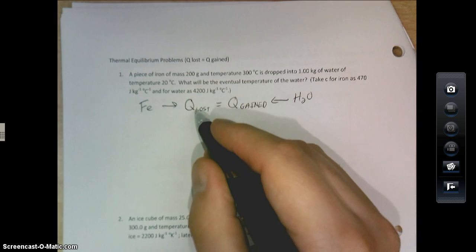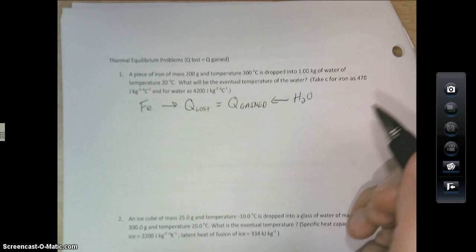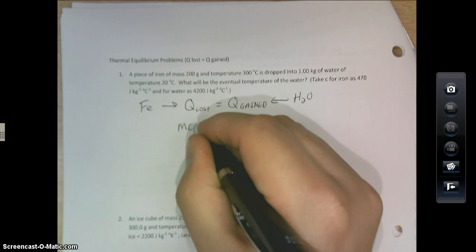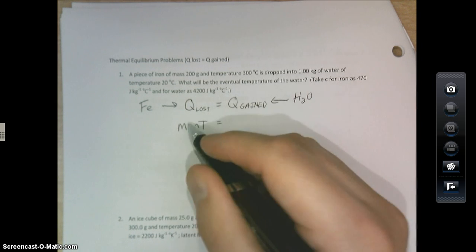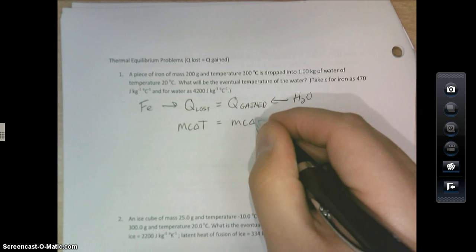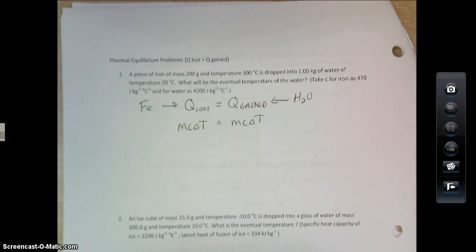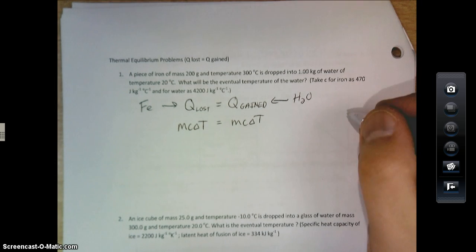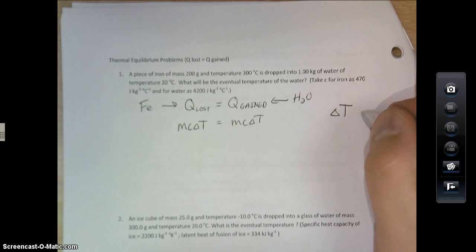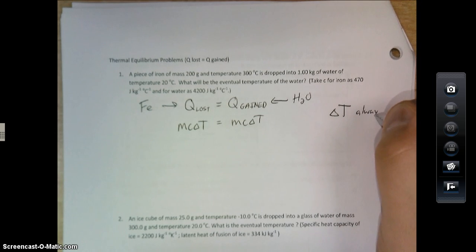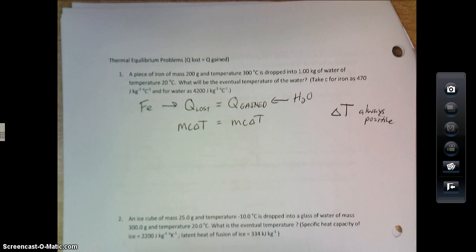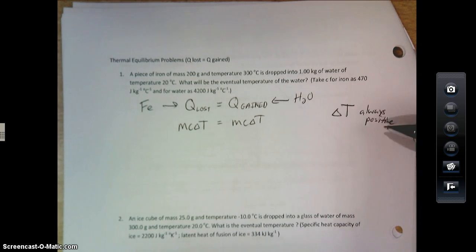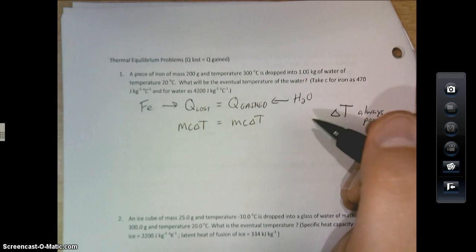So there we have an expression for Q if we're given specific heat. It's mcΔT for the iron, and we'd have mcΔT for the water. Now, one particularly helpful tidbit for solving these problems is to think of ΔT as always positive. This might end up being a little tricky, and if it is, we can talk about a different way to do this, but I think ultimately it makes some sense.